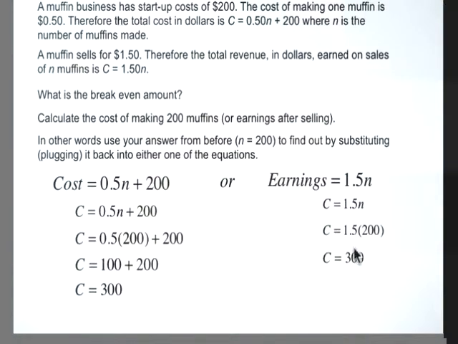So what this means is that the cost of producing 200 muffins is $300. Also, if you sell 200 muffins, you make $300. And here, your costs are $300, your earnings are $300, so you haven't either made or lost money. So your break-even amount is $300.